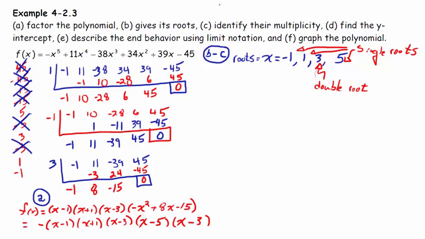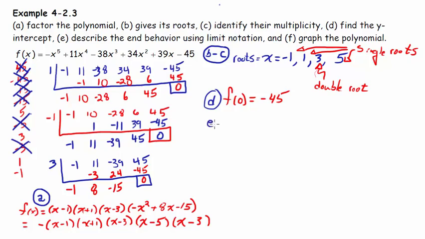Now for part D, the y-intercept, I just need to plug in 0. So when I plug in 0, we are left with that constant term of negative 45.